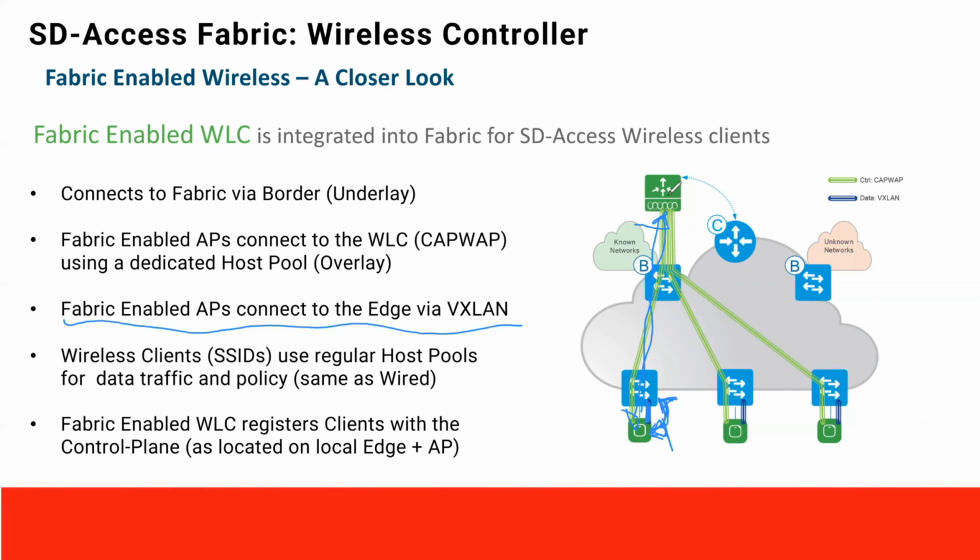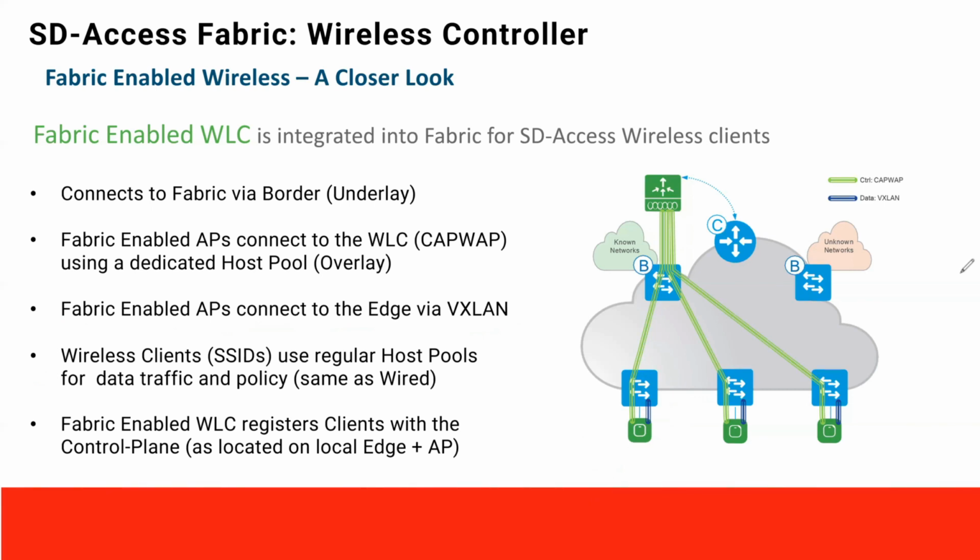Now the wireless clients, this is an important point. Wireless clients use regular host pools for data traffic and policy. So any wireless device connected to this wireless access point using wireless medium will be treated the same as wired, and the data traffic will be sent to the fabric edge node. So this fabric edge node will treat it.